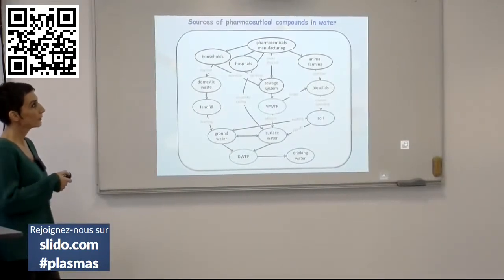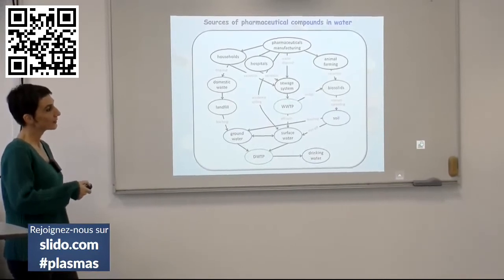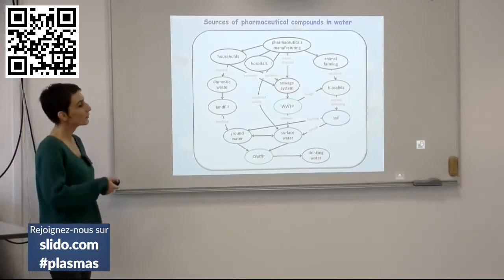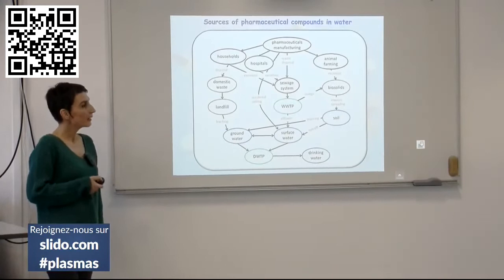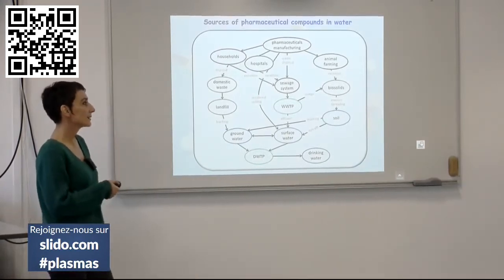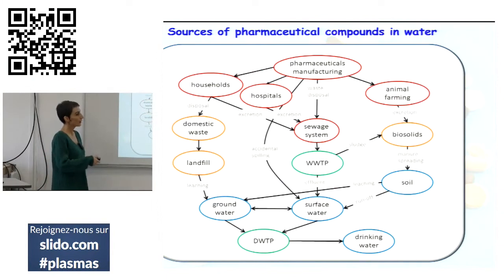Then veterinary pharmaceuticals firstly contaminate soil, mainly by manure spreading in the fields, and then by runoff and leaching they reach surface and groundwater. Another source of water contamination is the sludge from the wastewater treatment plants that may also contain undegraded pharmaceuticals and is used as fertilizer, so it has basically the same fate.